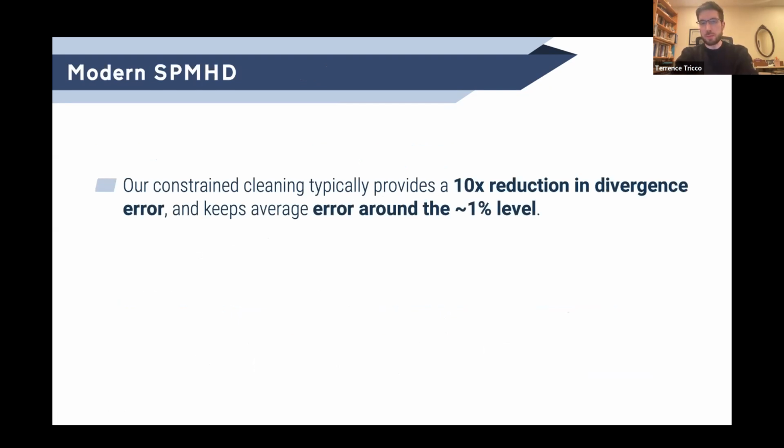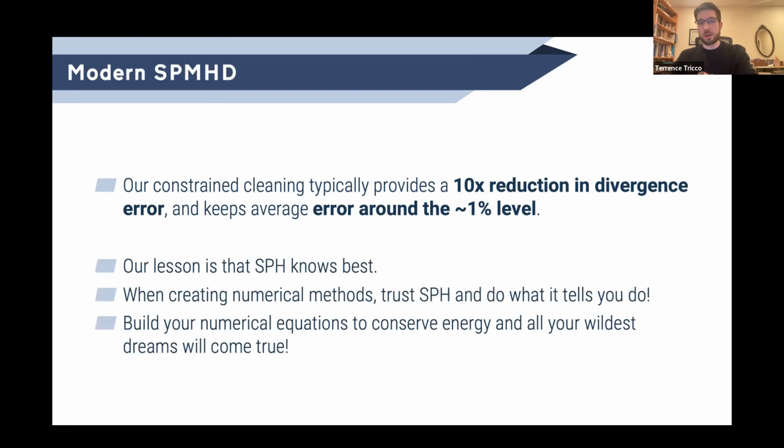So our constrained cleaning typically provides a 10 times reduction in divergence error and keeps the average error around the 1% level. And it's constrained in the fact that it prevents the case seen by Daniel in 2005. It is impossible to increase the divergence error. You can only ever at worst keep it the same, or most likely reduce it, typically by about 10 times. So the lesson here is that fixing energy conservation fixes the numerical method. You have to trust SPH. SPH knows best. Let SPH tell you what to do. Build your numerical equations to conserve energy, and many of the problems that you experience will be solved.